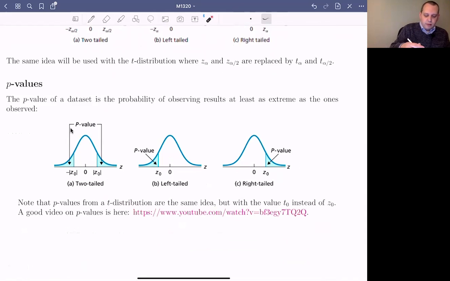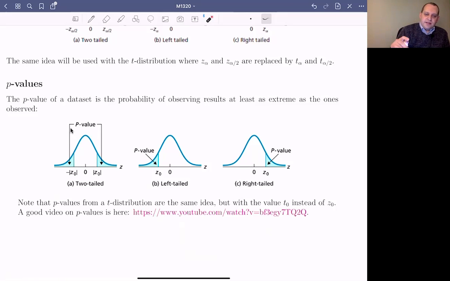Okay. In other words, this is the probability that the value that you're getting is occurring by chance or not. And then you can compare the p-value to the actual significance alpha that you choose ahead of time. Okay, so that's going to be the p-value approach.